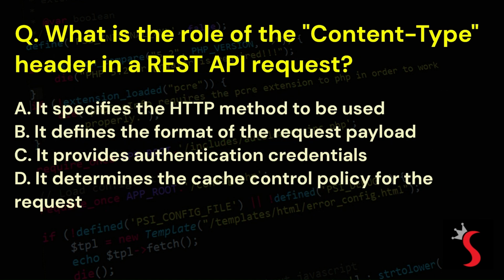What is the role of the content type header in a REST API request? A. It specifies the HTTP method to be used. B. It defines the format of the request payload. C. It provides authentication credentials. D. It determines the cache control policy for the request.